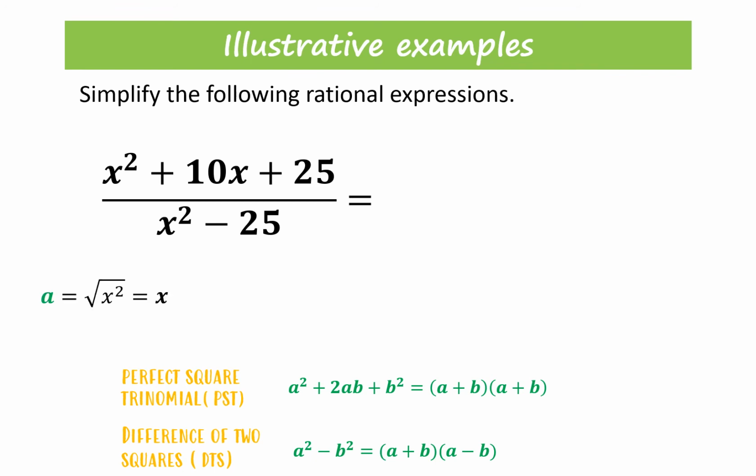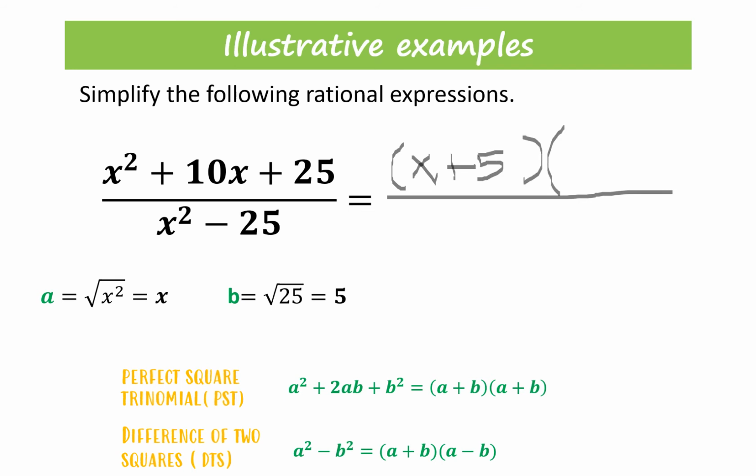So, let's start with the first term. The square root of x squared is x. So, that will be our a. And for b, the square root of 25 is 5. So, now, pwede na tayo mag-substitute using the formula. So, for the numerator, same binomial factor, a plus b. So, ang a natin is x plus b, which is 5.